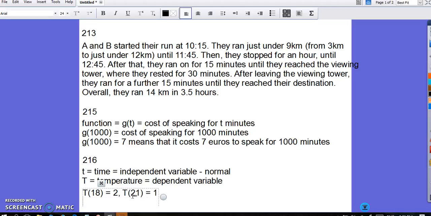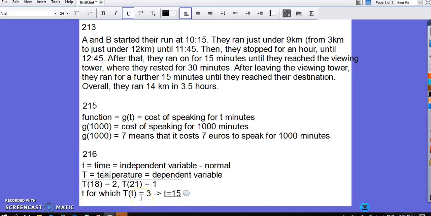Next, we need to find the t for which the temperature at that time is 3. This means that at this time, when the temperature is equal to 3, we can read from the table that that's time 15. So that's our answer there. Finally, we need to find the small t for which the temperature is bigger than 2.